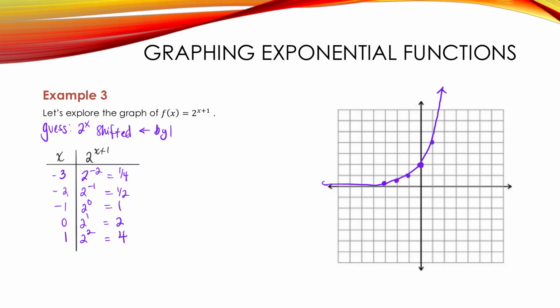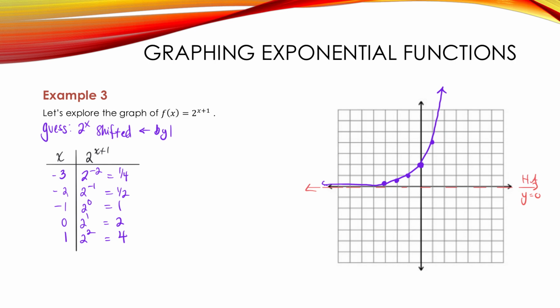What we haven't put on yet is our asymptote. It hasn't changed any. All we did was shift left. So our asymptote stays in the same place. So that's still y equals 0, our horizontal asymptote.